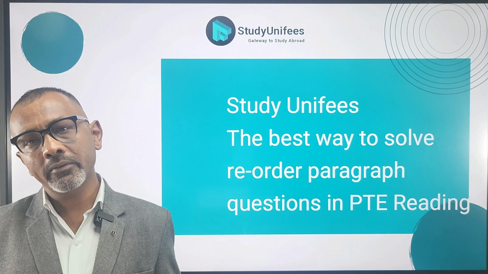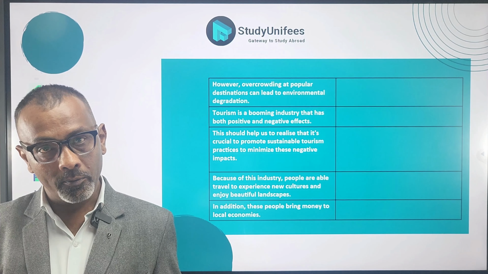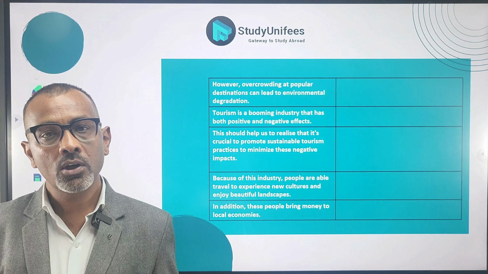Now first, to understand this question, let's look at a sample reorder paragraph question. This has 5 sentences which are jumbled up, which of course we have to put in the right order. Let's first start by reading all these sentences. Our aim while we're reading these sentences is to identify a topic sentence, the first sentence in the paragraph. Now remember, the first sentence will basically tell us what the scope of the whole paragraph is, what the paragraph is going to discuss.